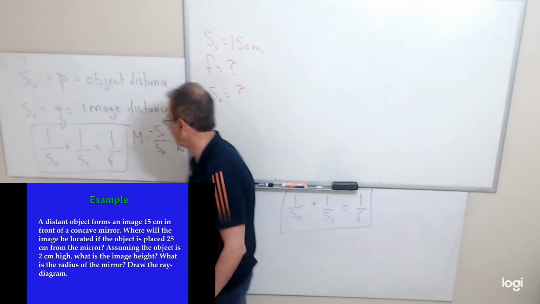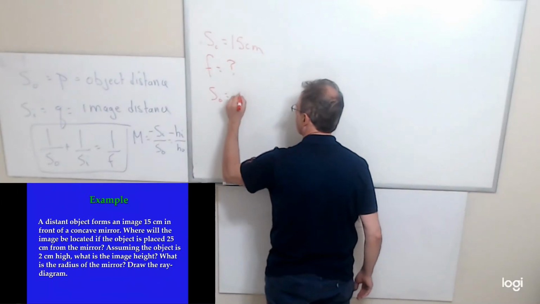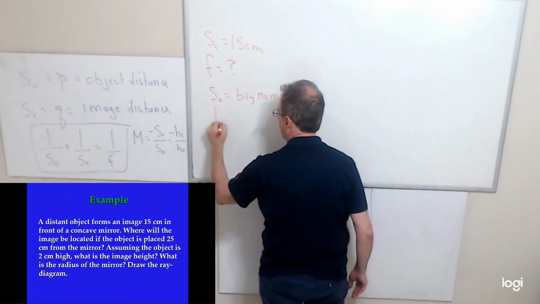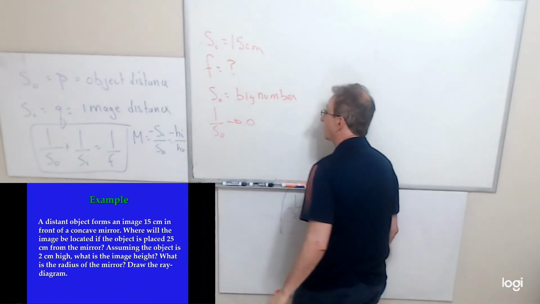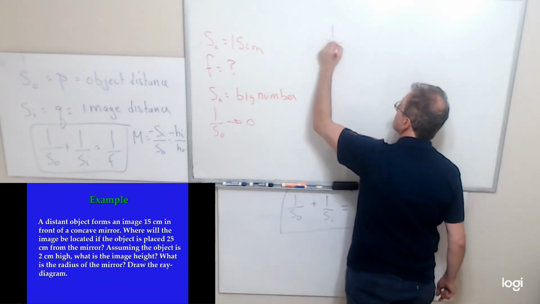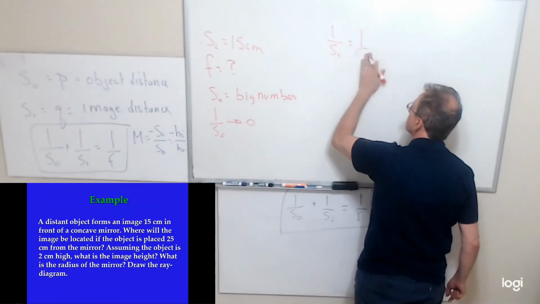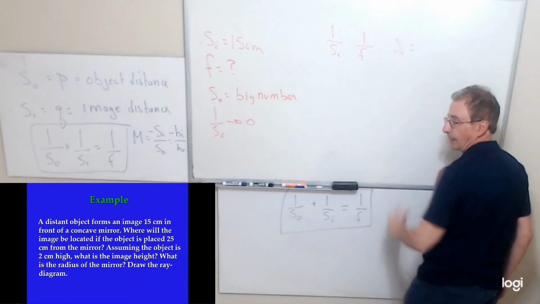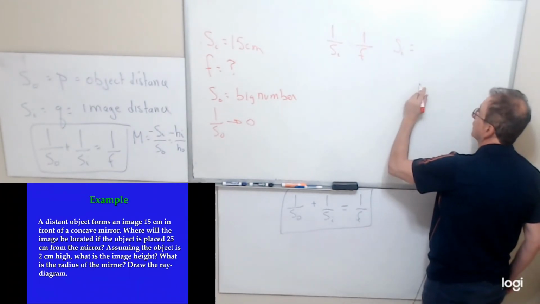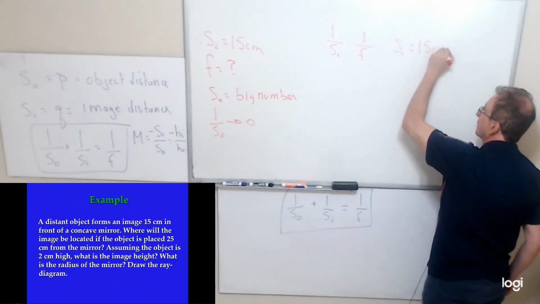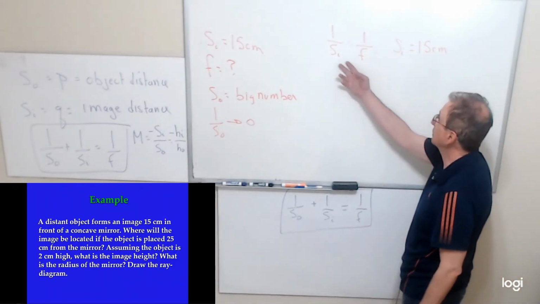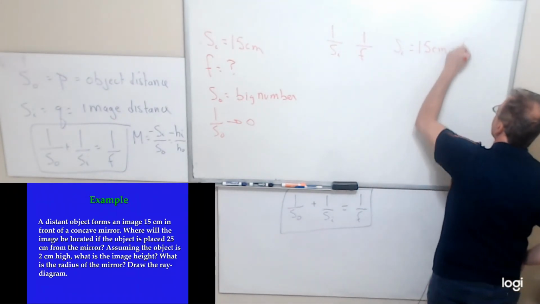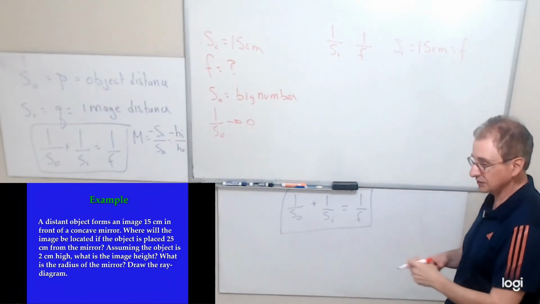So we're going to let S naught be big. That means that 1 over S naught approaches 0. So what that leaves me is 1 over SI equals 1 over F. So SI is 15 centimeters. The only way this works is that SI equals F. So the focal length of the mirror is 15 centimeters.